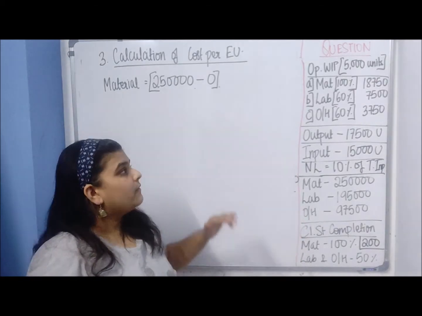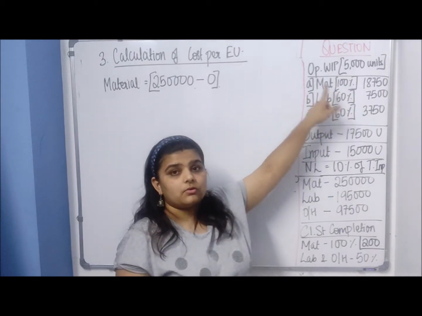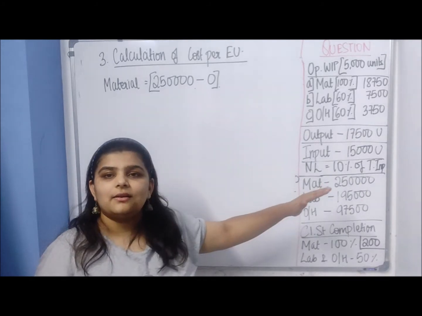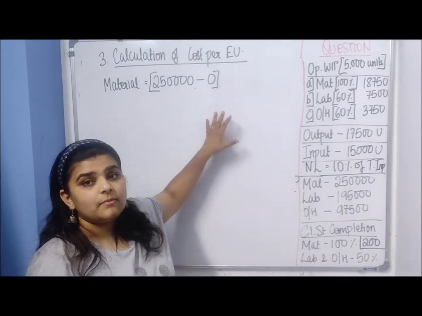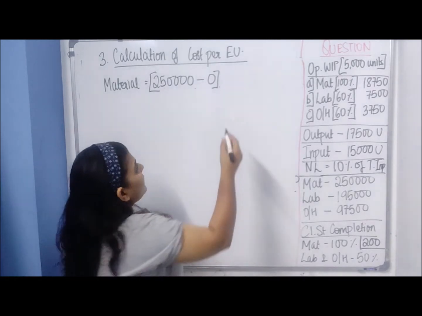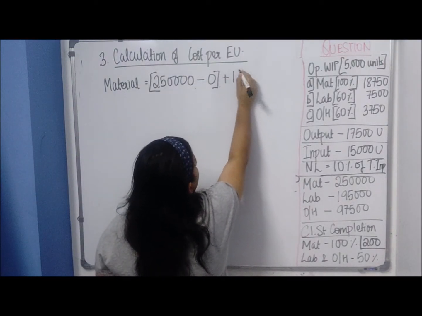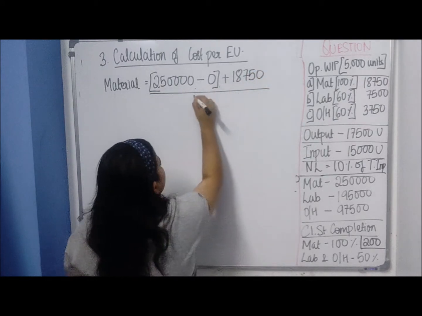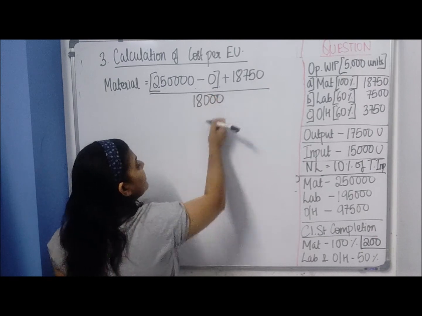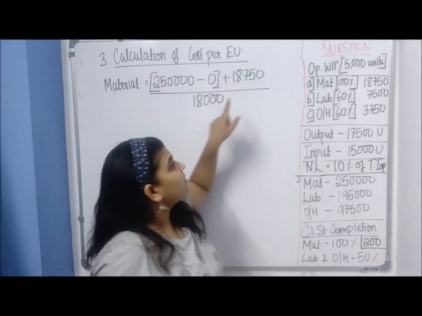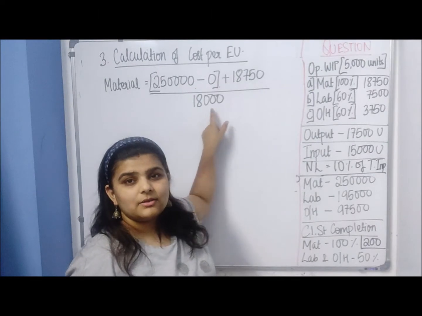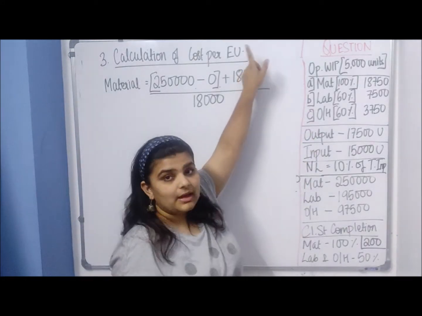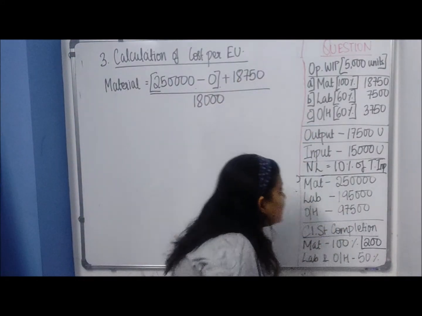So under FIFO, we used to deal with the opening WIP cost in the next step, where we used to add it directly to the output cost. Here, we take it a step ahead. If I write down here the opening WIP cost 18,750 and I divide this total cost by 18,000 units, what will happen? This 18,750 is distributed between 18,000 equivalent units. So everyone gets a small portion of the WIP. That is why it is the weighted average method.